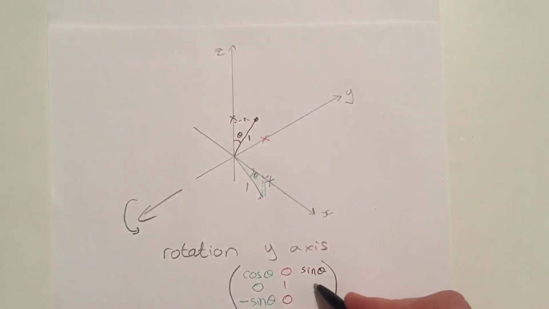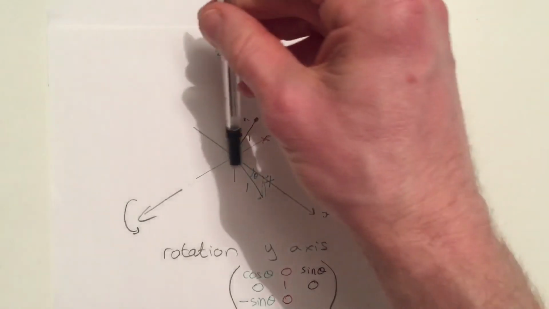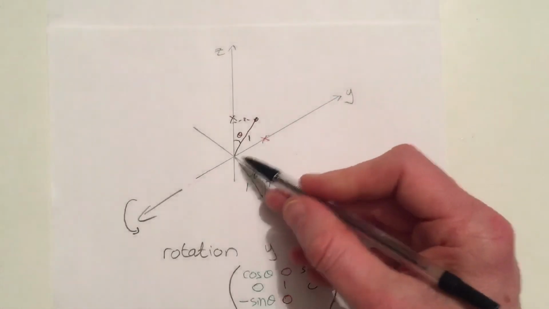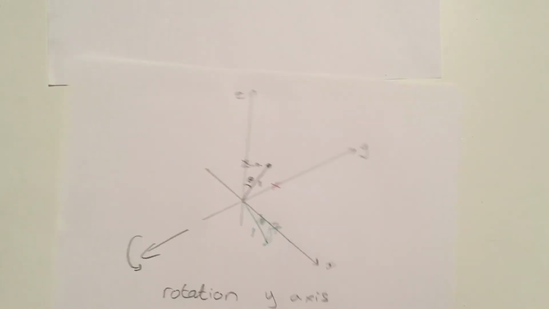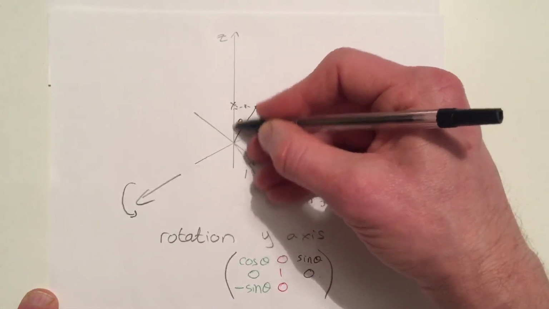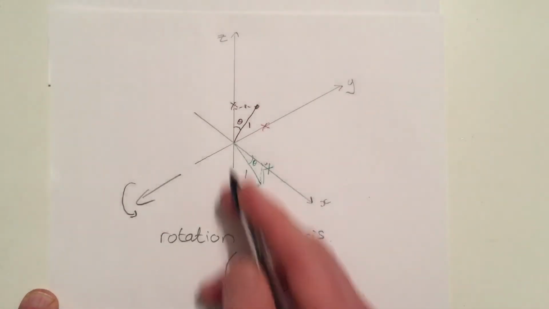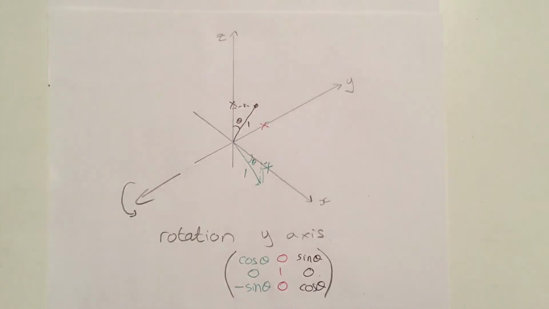The y coordinate is just going to be 0. It was 0 here, and rotating it like that in the plane will not change the y at all, so that'll still be 0. And the z coordinate, that's represented by the adjacent side here. It's still in the positive direction, so that's still cos theta. And there we go.